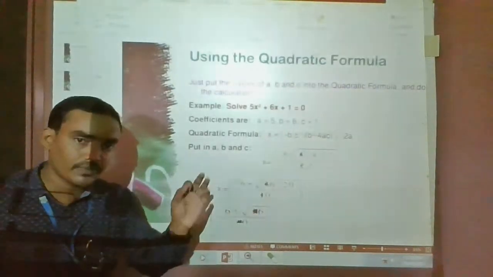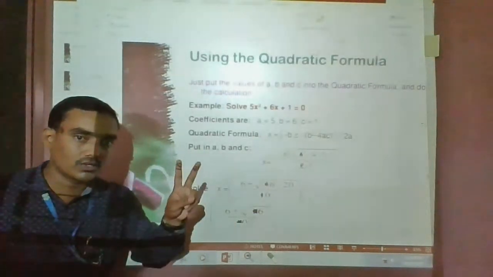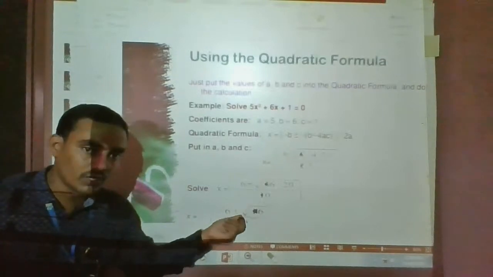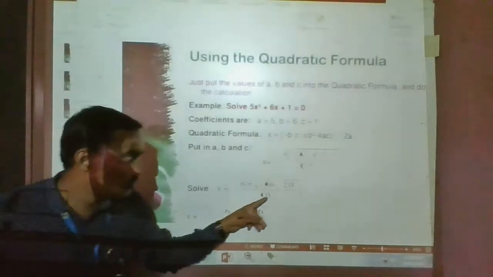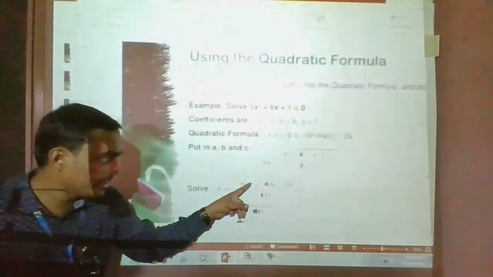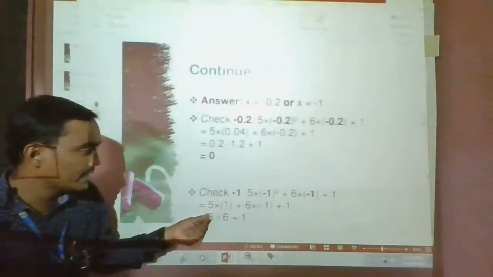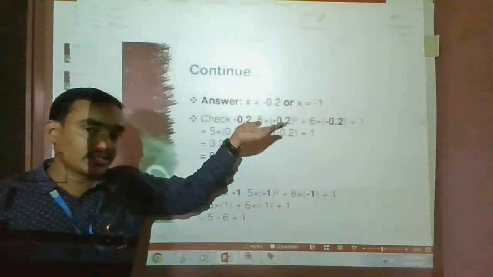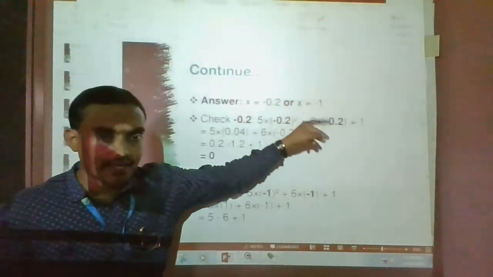So root 16 is a perfect square number, so it is plus or minus 4, and you will get two roots here. That is minus 6 plus or minus 4, divided by 2a. The value of a is 5, 5 twos are 10. So one time you take plus, another time you take minus, and you will get the roots here. After the simplification, you will get x equal to minus 0.2 and x equal to minus 1.